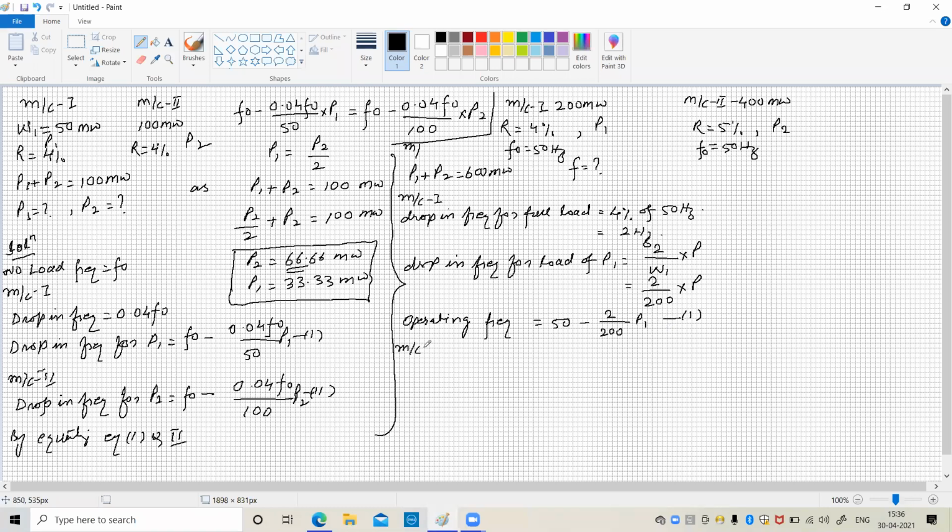Similarly, we can write the machine 2 operating frequency directly. Only you have to remember that the drop in frequency is 5%. So it is 50 minus 5%, which is nothing but 2.5 divided by 400 into P2, say equation number 2.